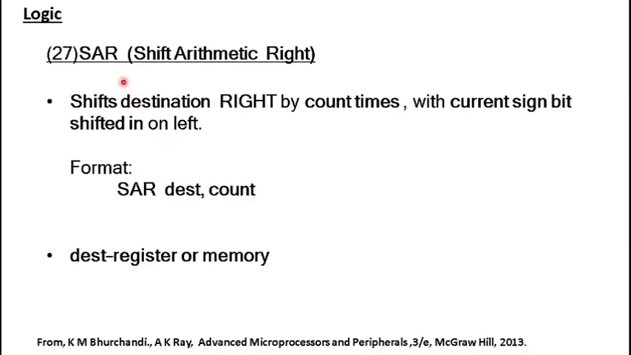Now considering the SAR instruction, which is shift arithmetic right. What is special about shift arithmetic right is that it performs a right shift while preserving the sign of the current operand in the destination. The destination is shifted right by the count number of times with the current sign bit shifted in on the left. That is, the current sign bit is the new value being inserted from the left. Its format is exactly like the earlier right shift operations: destination followed by the count, and the destination can only be a register or memory.